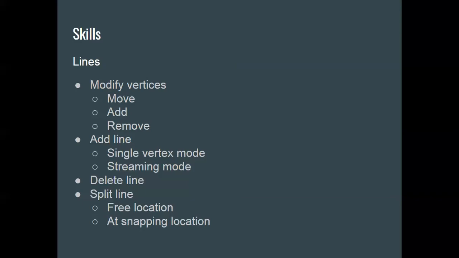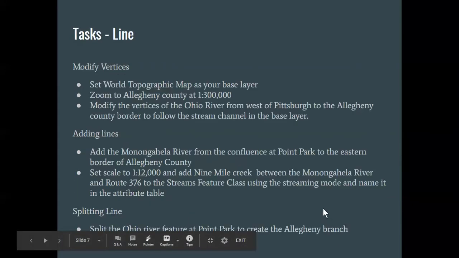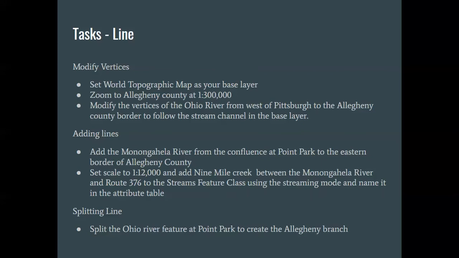All right, so what we're going to be doing in this video then is adding a line, and this is going to be the Monongahela, and we're going to go from the Point Park zone all the way out to the eastern border of Allegheny County. The other thing that we're going to be doing is, for those working on ArcMap, I had them do Nine Mile Creek using this streaming mode. You're not going to be able to do that, so I would like you to work at the 1 to 12,000 scale in that area and try to do the best job of digitizing it in the single vertex mode. So those are the two things we're going to be doing in this video.